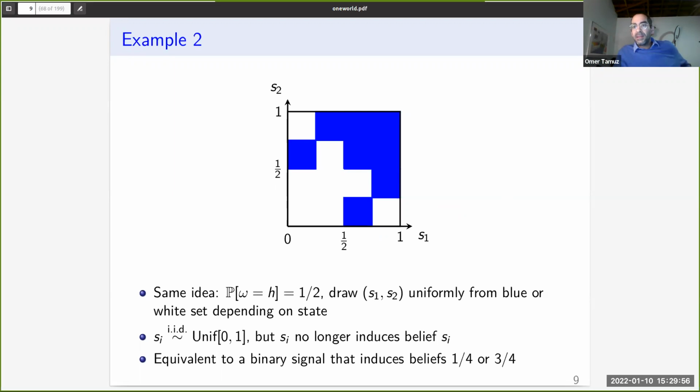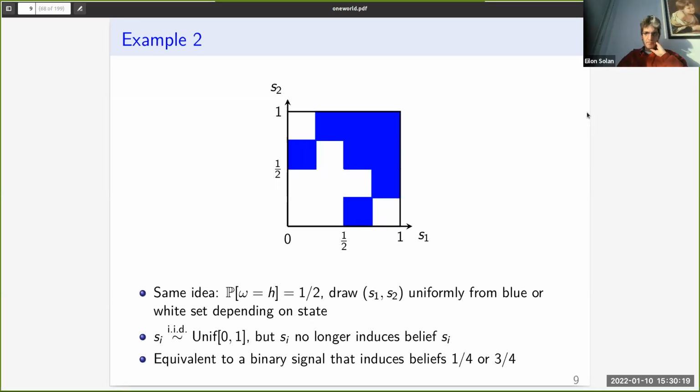Does that make sense? If you color the left-hand side white and the right-hand side blue, then with probability 50%, I know that it is high. With probability 50%, I know that it is low, and you know nothing. I see. No, I want both players to have this structure.